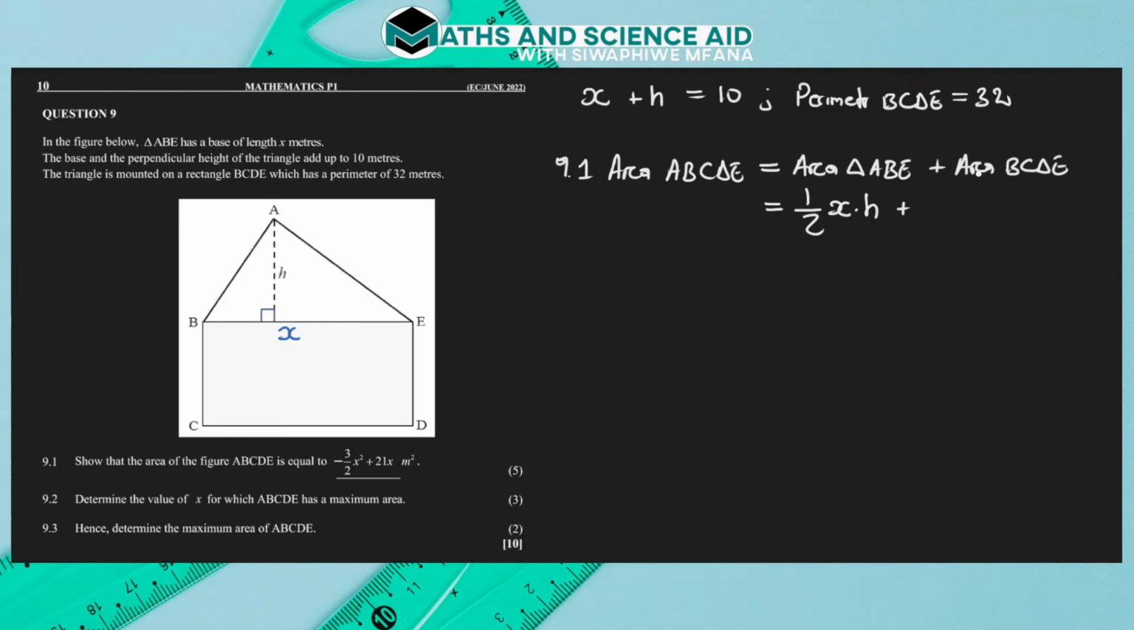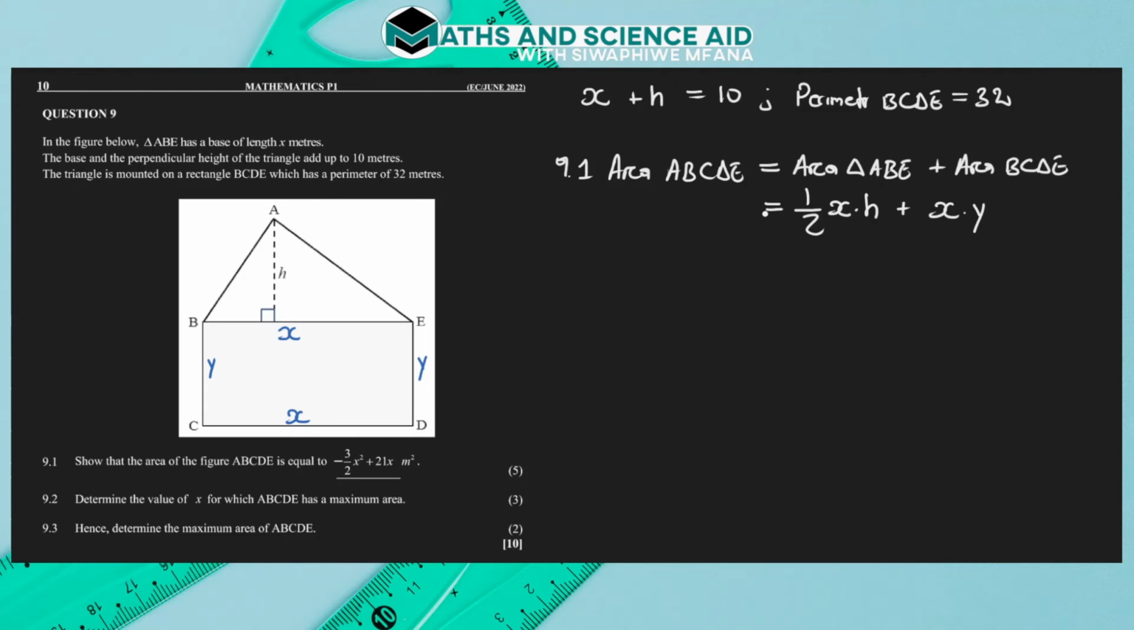Okay? And then for the area of the rectangle BCDE, we do have the length of the side BE. It's x, meaning that the opposite side CD is also x meters. However, at this point, we do not know the lengths for ED and BC. So we can just call that y for our convenience. And then going back to our expression, we know that the area for a rectangle is length multiplied by width. So we can now simply say that this will be x multiplied by y.